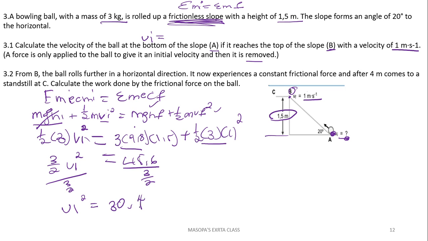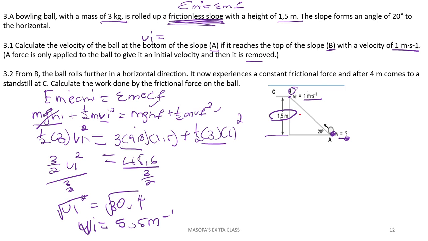Then from there, you're going to square root both. When you square root that, you get how much? The initial velocity is 5.5 meters per second. That is our initial velocity of the ball that is able to climb the incline. And you can see that if you climb an incline, you're going to reduce the speed, if there's no force there that makes you overcome the friction of your slope.